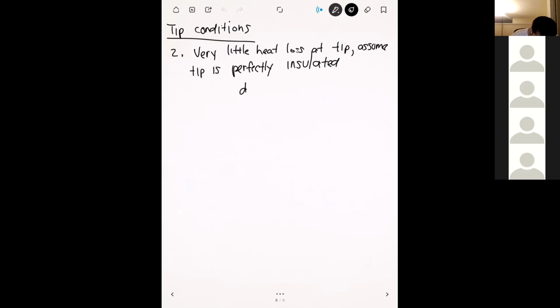So mathematically, the way that you can express that is you have Fourier's law, which is the derivative of temperature, and if you apply this at x equals L, where L was the length of the fin, then you just set that equal to 0.